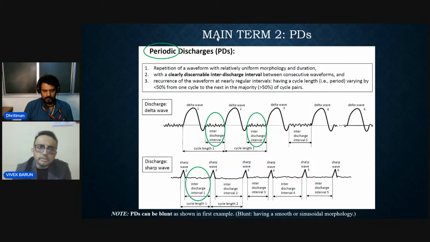But the discharges need not be epileptiform. Here it is a delta wave, right? A delta wave which is occurring very periodically. So now they have dropped the E term, and they are called LPDs, lateralized periodic discharges. Earlier you used to call it GPED, generalized periodic epileptiform discharge, but nowadays they are called GPDs, generalized periodic discharges.